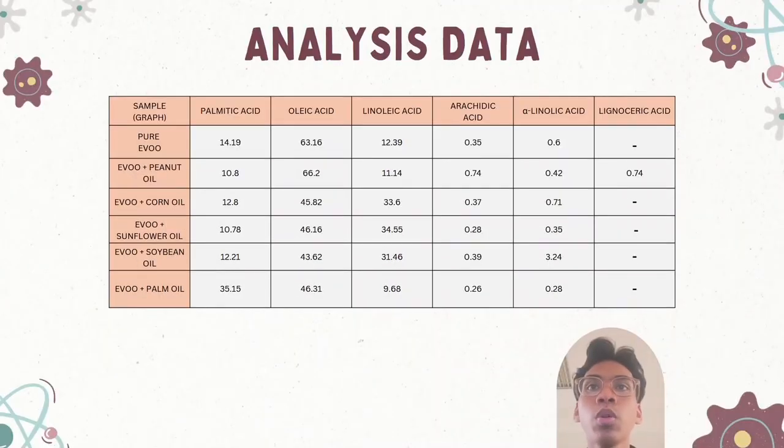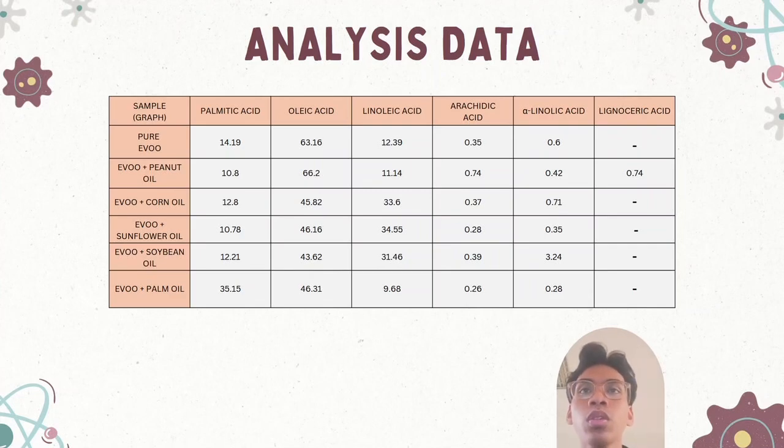This is data for pure extra virgin olive oil. Palmitic acid value is 14.19, oleic acid is 63.16, linoleic acid is 12.39, arachidic acid is 0.35, alpha-linolenic acid 0.6, while lignoceric acid is 0.